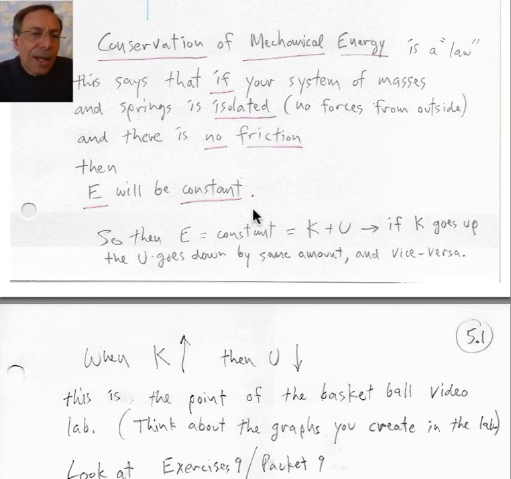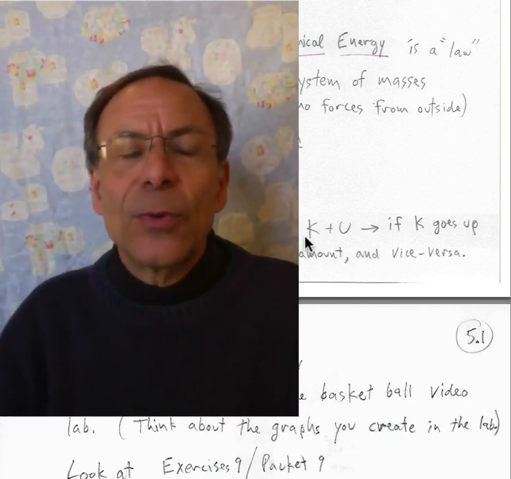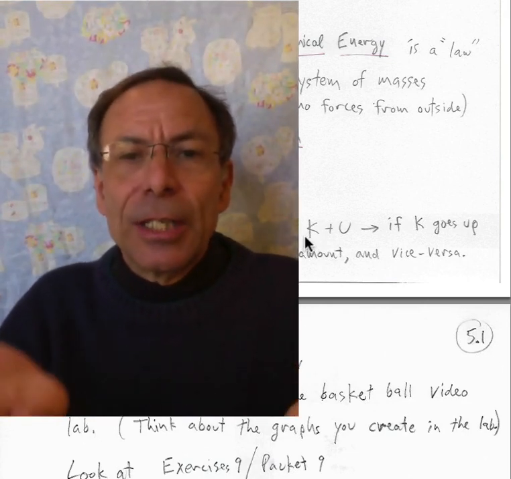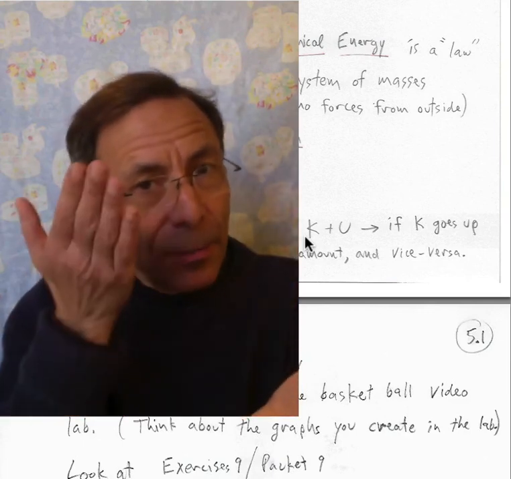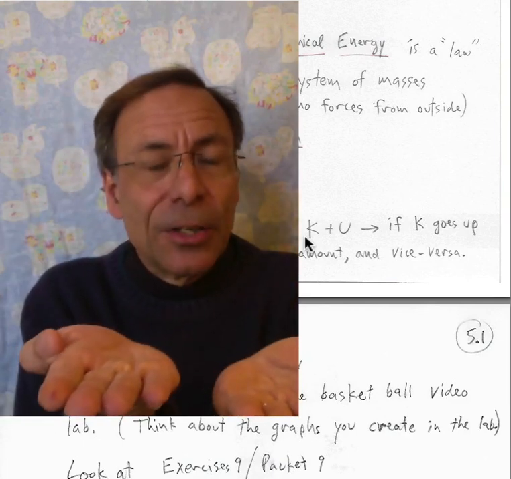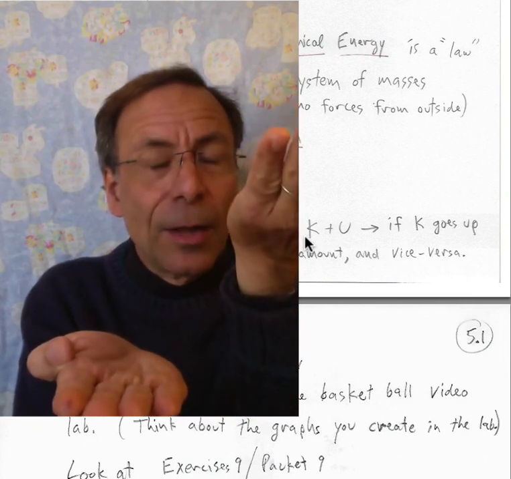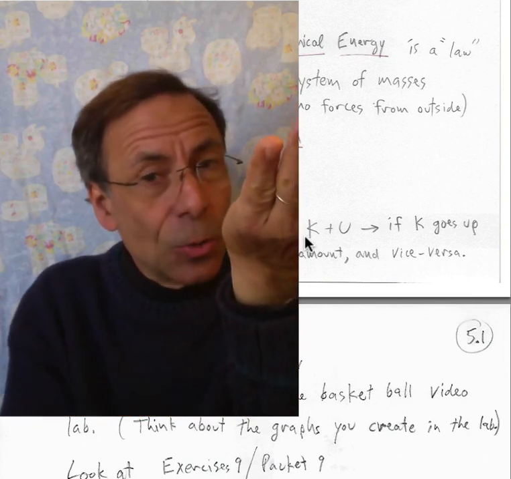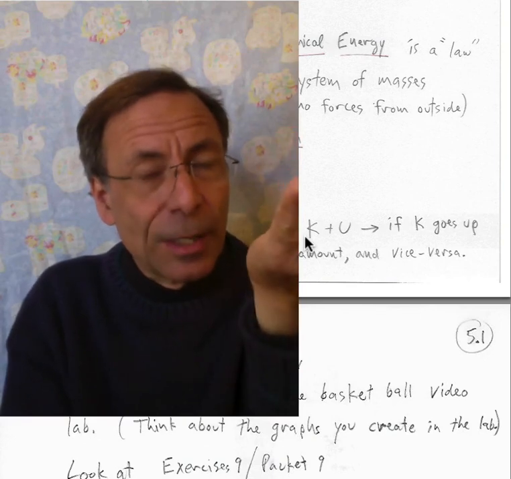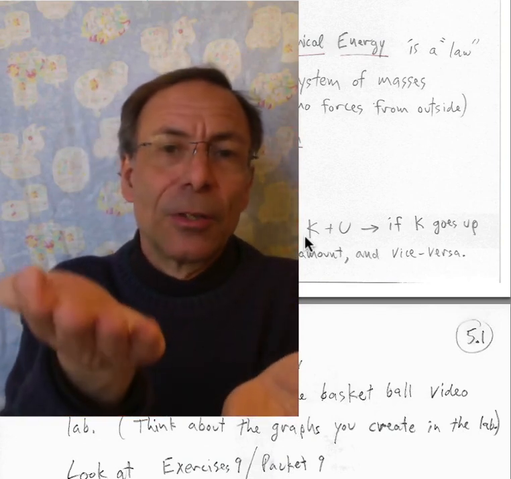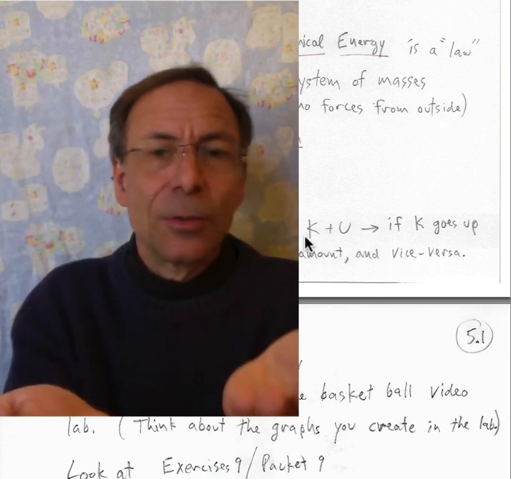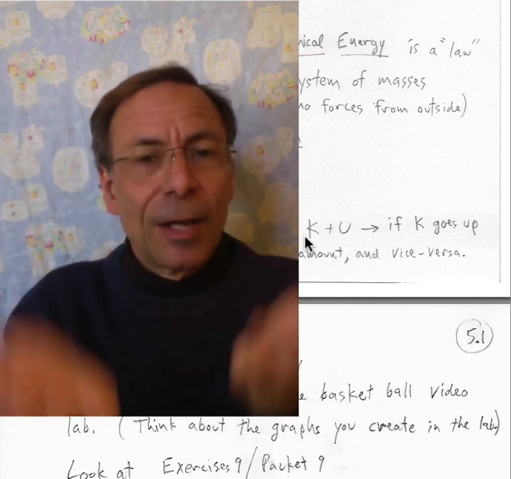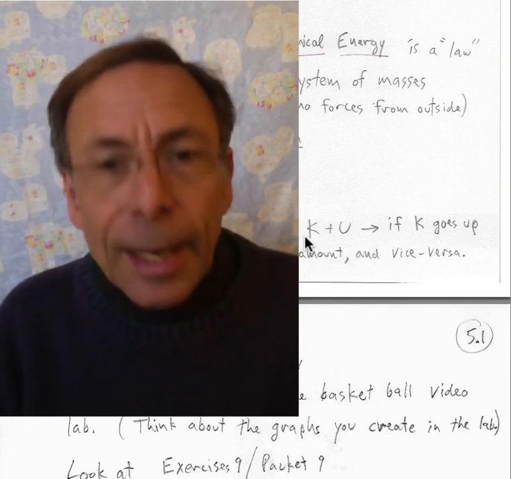So this has various implications, but the most important implication is that if you have kinetic energy here, potential energy here, and the kinetic energy goes up, then the potential energy has to go down in order for the sum of the two to be constant. And if the potential energy goes up, then the kinetic energy has to go down. So you're going to have this back and forth.